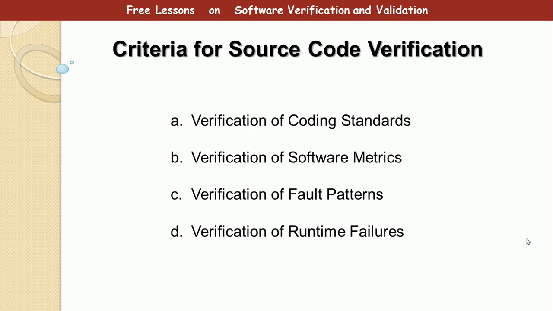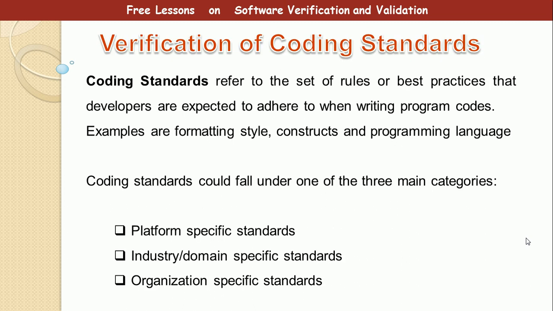So let's now focus on these 4 source code verification criteria: the coding standards, the software metrics, the fault patterns, and the runtime failures. So the first one, which is verification of the coding standards, your source code is verified to check if you adhere to rules. There are rules developers should adhere to. You don't just wake up and write a program or code any way you like it. There must be rules pertaining to the formatting style, pertaining to the structuredness, pertaining to the programming language that you apply for particular requirements, pertaining to the constructs you use when you write your program, modularity and so on.